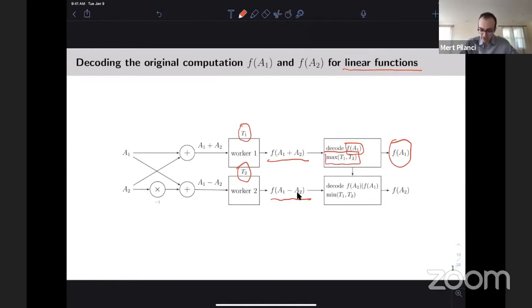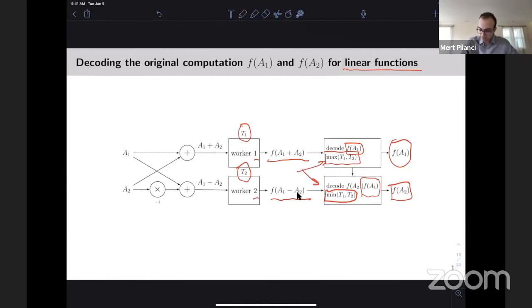Next, assume that you have f of A1 available somehow. Now I can use either worker 1 or worker 2 to get f of A2, and this can happen in minimum of T1 and T2 time, min T1, T2. So what you see here is an interesting transformation. The worker runtimes T1 and T2 get transformed to the maximum and minimum.